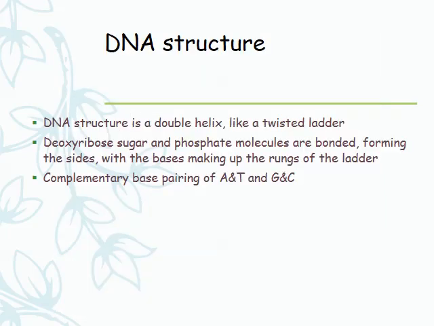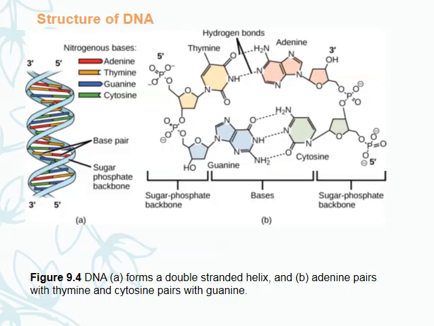The structure of DNA is that of a double helix. The 2 strands are twisted together. The deoxyribose sugar and phosphate molecules are bonded together and form the sides of this twisted ladder, and the nitrogenous bases make up the rungs. Remember that adenine always bonds with thymine and guanine with cytosine. This diagram shows you the sides as well as the rungs of the ladder.